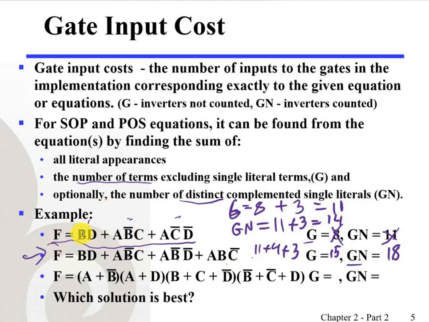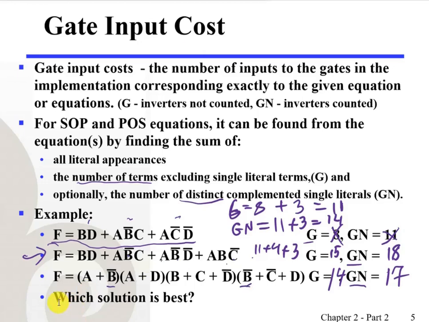These two functions are in sum of products form, while the third function is written in product of sums, POS form. So let's get the gate input cost for this. First we count the number of literals, which is equal to 10. Plus the number of terms excluding the single literal. The number of terms is 1, 2, 3, 4. So 10 plus 4 is 14, which gives us G, the gate input cost. For Gn, we count the distinct inverters. Look, 1, 2, 3. For B, we have 2 inverters, so we just count one of them. So it will give us 17.